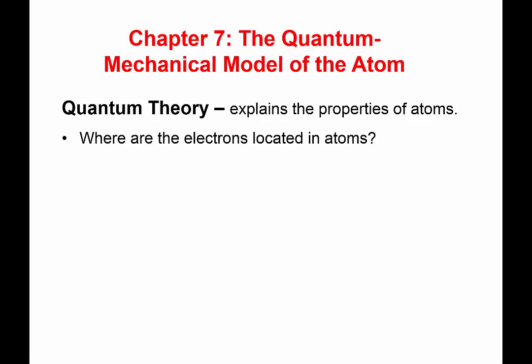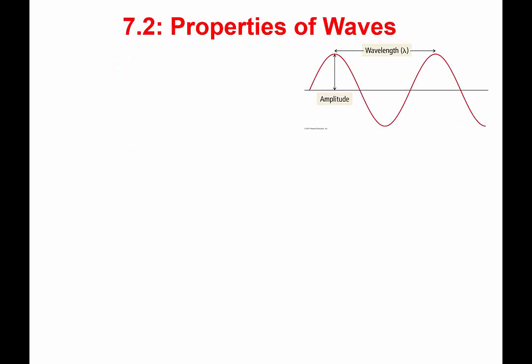And it turns out that because atoms and electrons are so small, a whole new field of physics had to be developed to explain the properties of atoms, and that became known as quantum theory. So we're going to be going over some quantum theory. Now, to understand quantum theory, we have to understand how light and other types of electromagnetic radiation interact with atoms. And since light is a type of wave, we're going to start out with a really brief overview of some properties of waves. And so this lecture is covering section 2 of chapter 7.